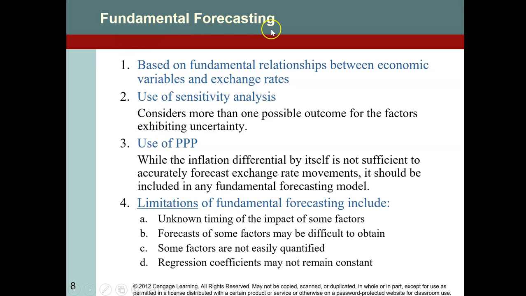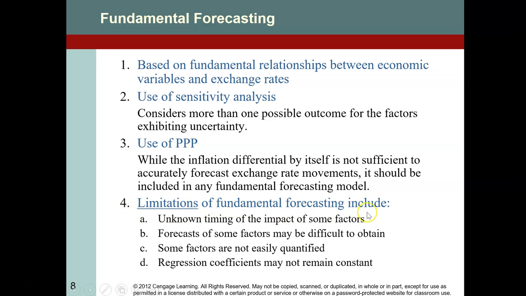We also have the fundamental forecasting technique. It's based on fundamental relationships between economic variables and exchange rates. We use sensitivity analysis to consider more than one possible outcome for the factor exhibiting uncertainty. Use of PPP: while the inflation differential by itself is not sufficient to accurately forecast exchange rate movements, it should be included in any fundamental forecasting model.